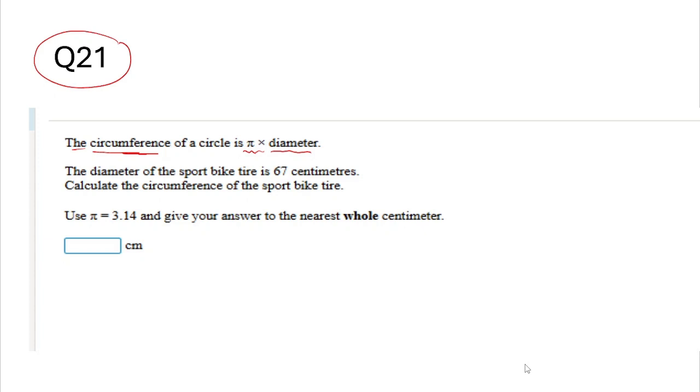The diameter of the sport bike tire is 67 centimeters. Calculate the circumference of the sport bike tire. Use pi equal to 3.14 and give your answer to the nearest whole centimeter. Okay, that means that the circumference of the circle will be pi multiplied by diameter.